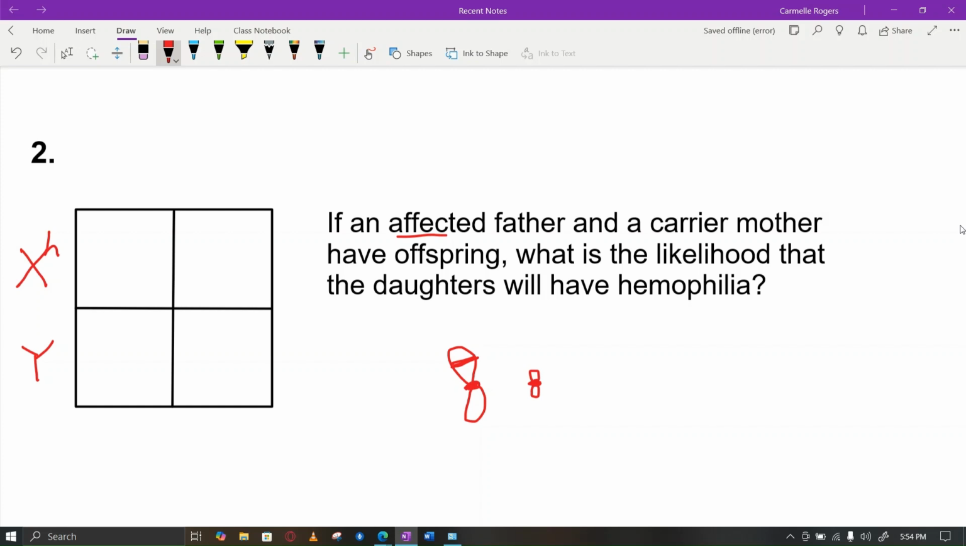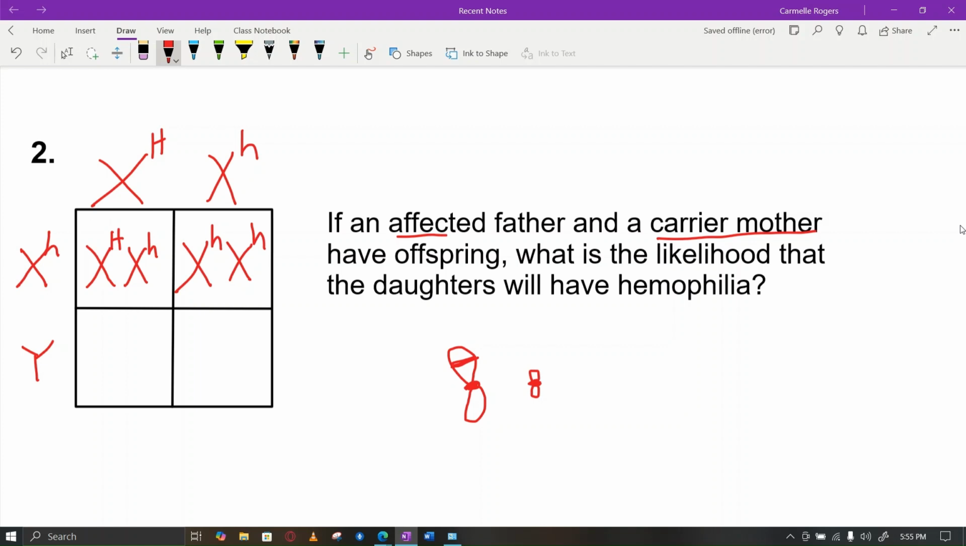So let's finish setting up our cross here. And it says that the mother is a carrier. That means that she's going to have an X with the capital H, which is normal, and then an X, which is recessive. So with the lowercase h. Okay, now let's do our crosses. We get the normal allele from the mother and then the mutant allele from the father. And at the upper right, the mutant from the mother and also the mutant from the father.